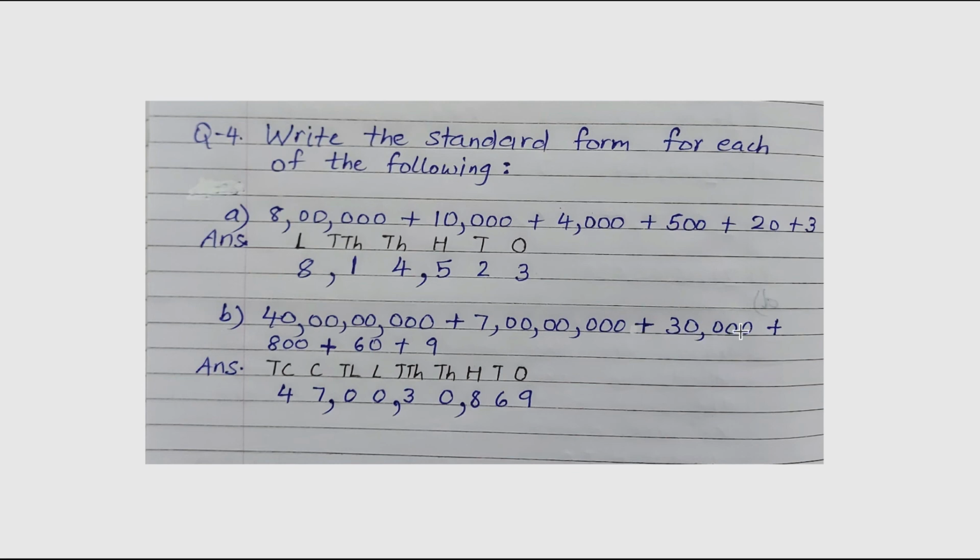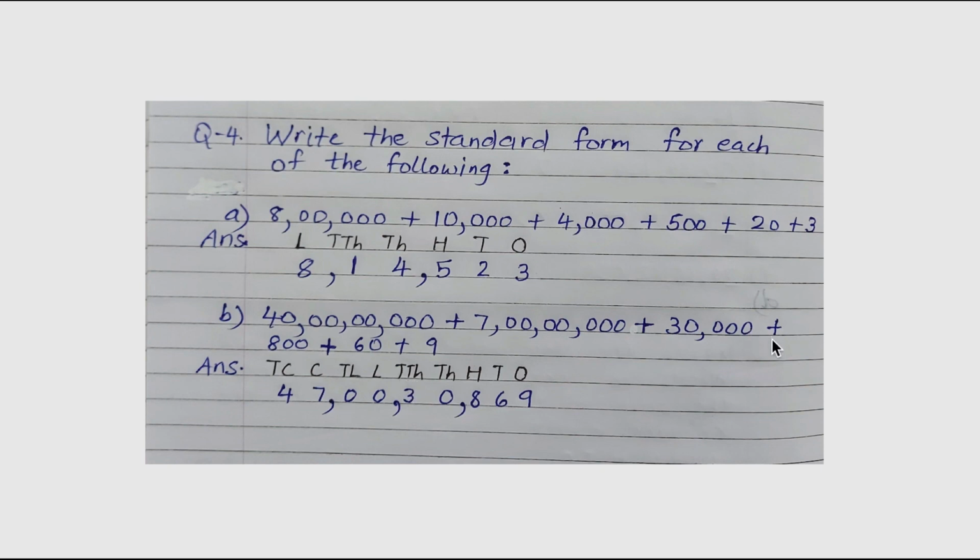Then add 30,000. So over here in the expanded form, the 10 lakhs and lakhs place are skipped, which means we have 0 10 lakhs and 0 lakhs. And directly we have add 30,000. So in 10,000s place we will write 3. We have 30,000, that is 3 10,000s. So digit 3 over here under the 10,000s place.